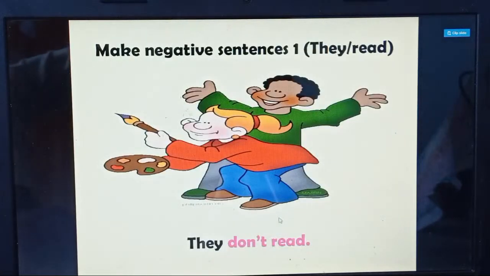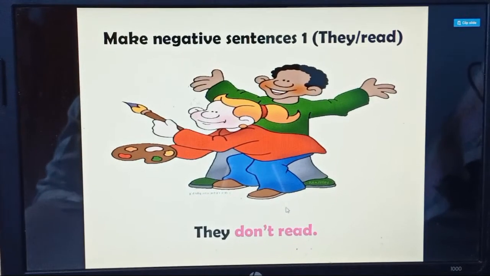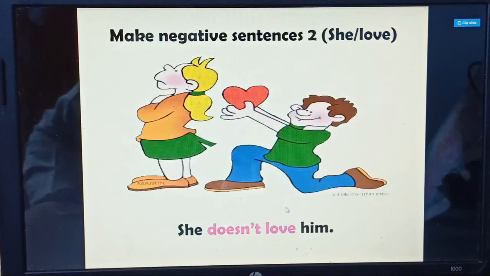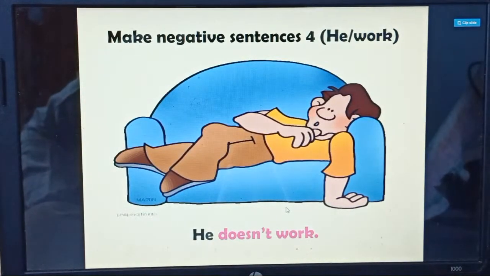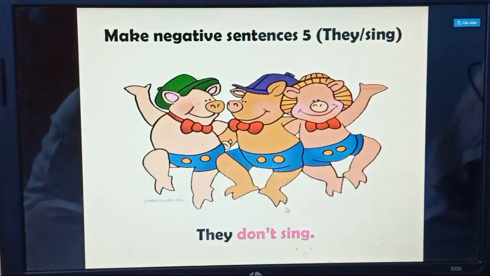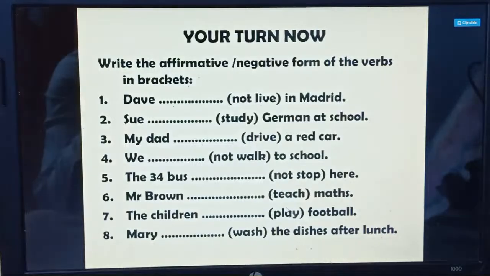Let's look at other examples. They don't read, but she does not love him. He doesn't drive. He doesn't work. They don't sing. వాళ్ళు పాడరు. They don't sing. Next one. So now it's your turn.